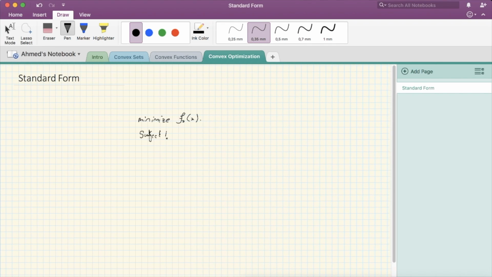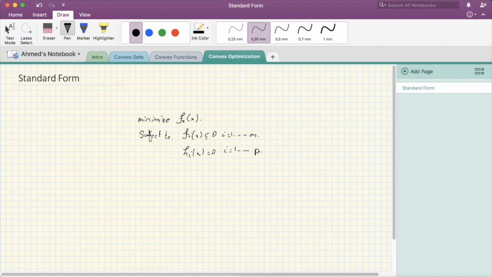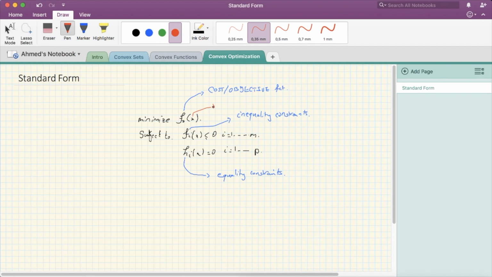On the other hand, if you're constrained by some constraints, then let's say I have M inequality constraints and P equality constraints. So those are your inequality constraints. This guy right here is called the cost, or also the objective function. What else do we have? Well, x is your optimization variable, right? Because this is what you would like to find at the end of the day. And yeah, that's all the terminology you should keep in mind.